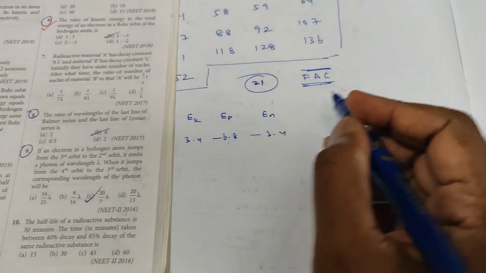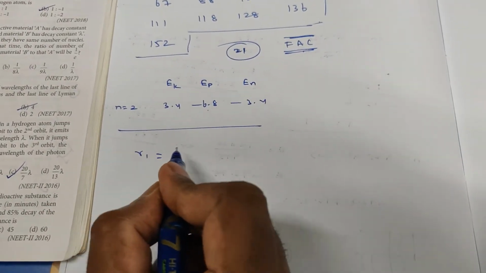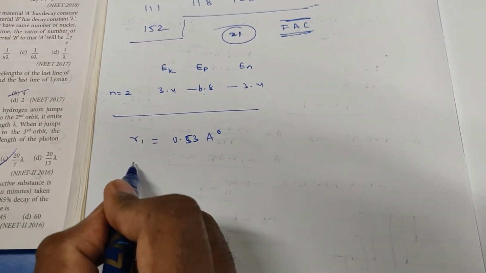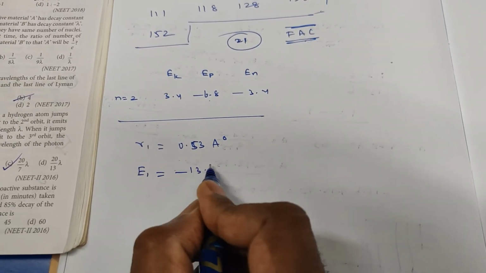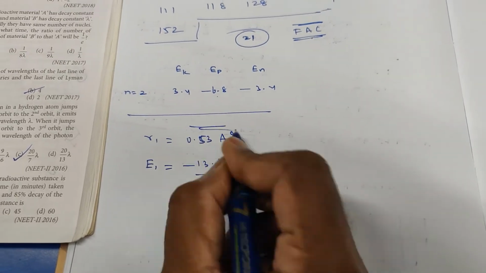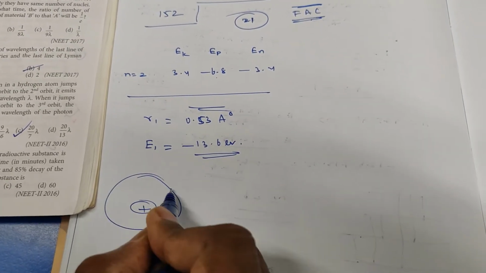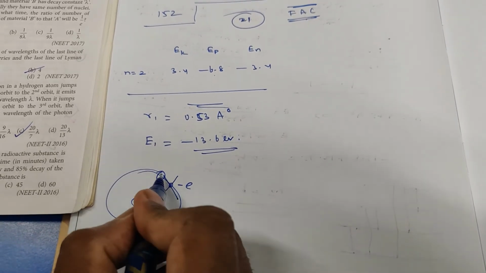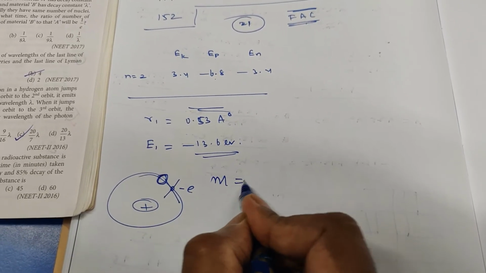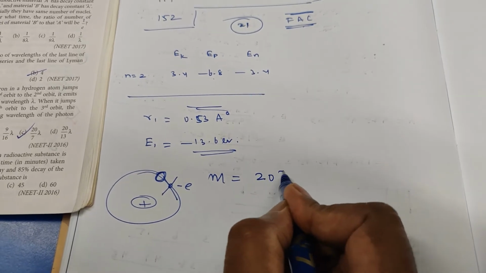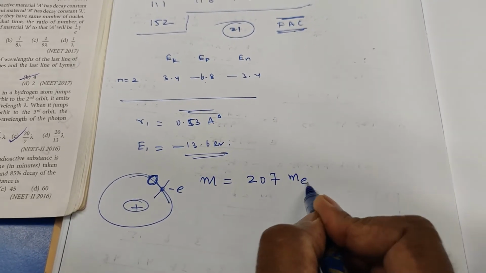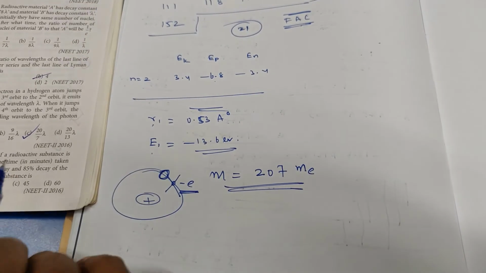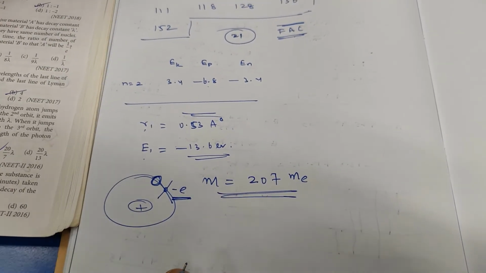What is given here is, for hydrogen the radius is 0.53 angstrom. The energy level is minus 13.6 electron volt. If instead of an electron you change it to a muon, it has more mass. The mass of it is 207 times mass of the electron. The charge is the same. Then what will be the radius and what will be the energy? That is the question. Okay.